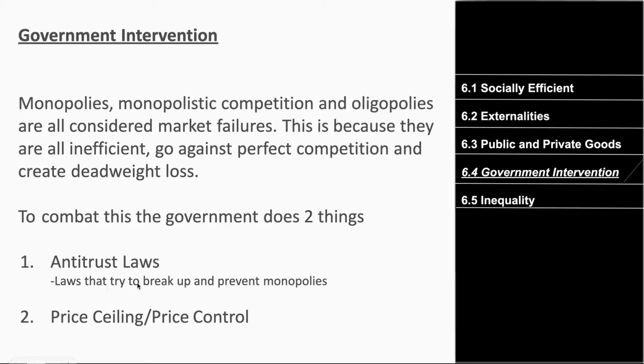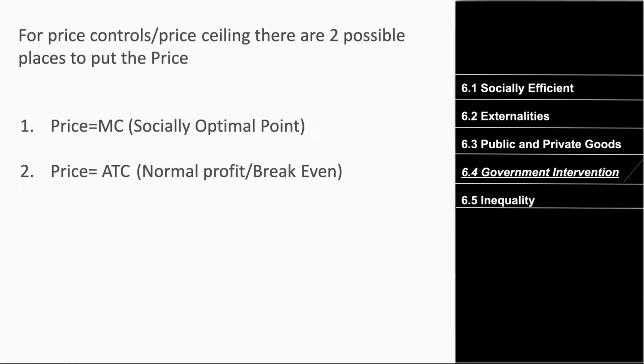Antitrust laws are laws that try to break up and prevent monopolies. So just make sure you remember antitrust laws try to break up monopolies, monopolistic competition, and oligopolies. They try to promote competition. Price ceilings and price control regulate how much profit these imperfect competition firms can actually make. So when the government installs price controls, they're trying to limit the profits that these firms are making.